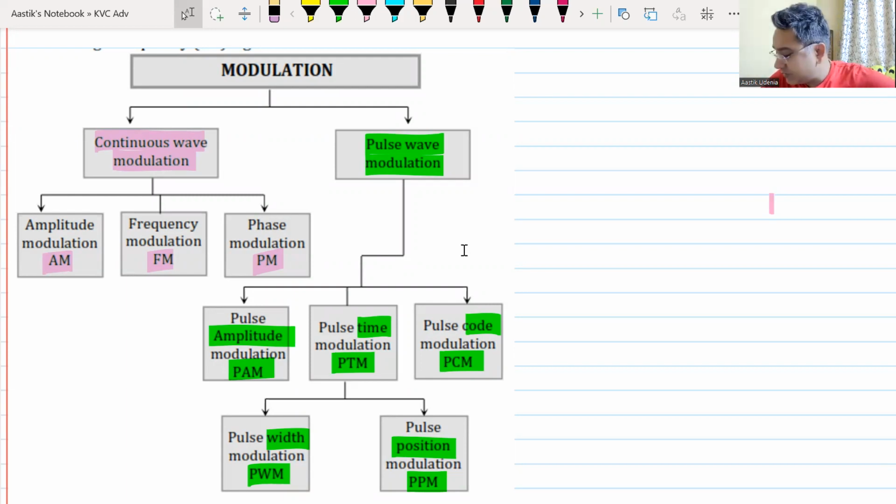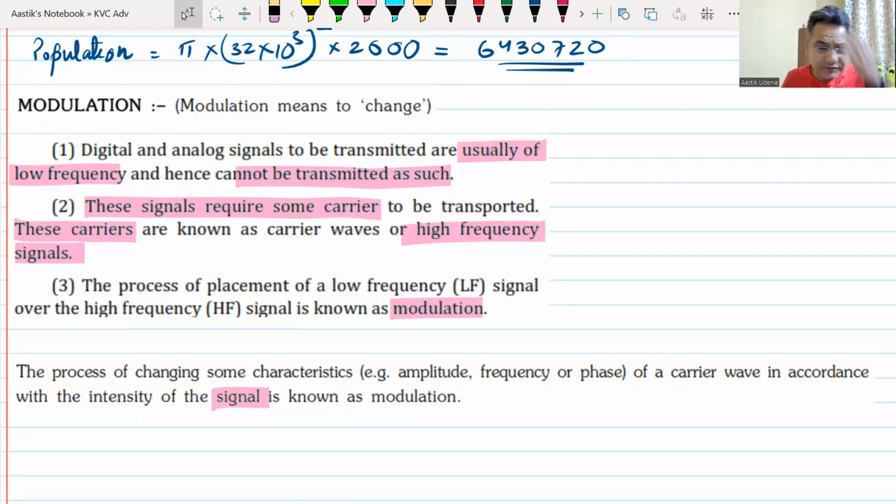What is modulation? Do you remember? Which converts low signals from low frequency to high frequency. Yes, because the signals may be of very low frequency, and if the signals are of low frequency, they cannot be transmitted. To transmit them, they must be put on certain carriers which are high frequency waves, and this process is known as modulation.